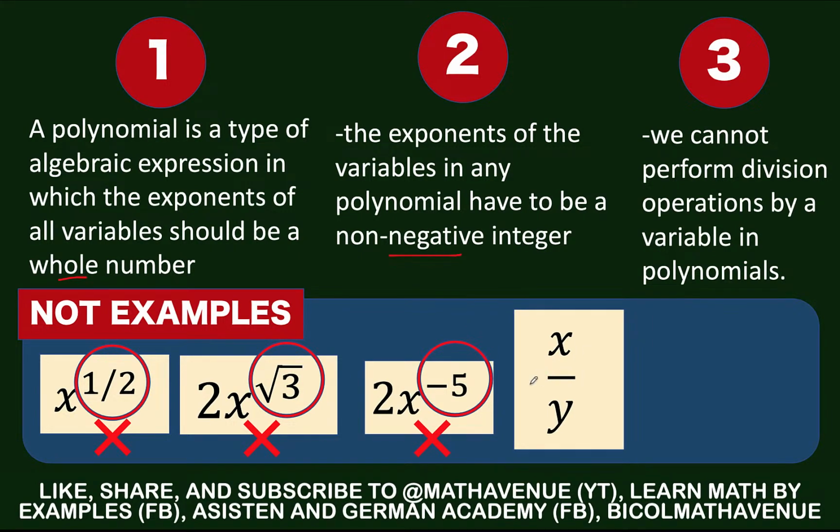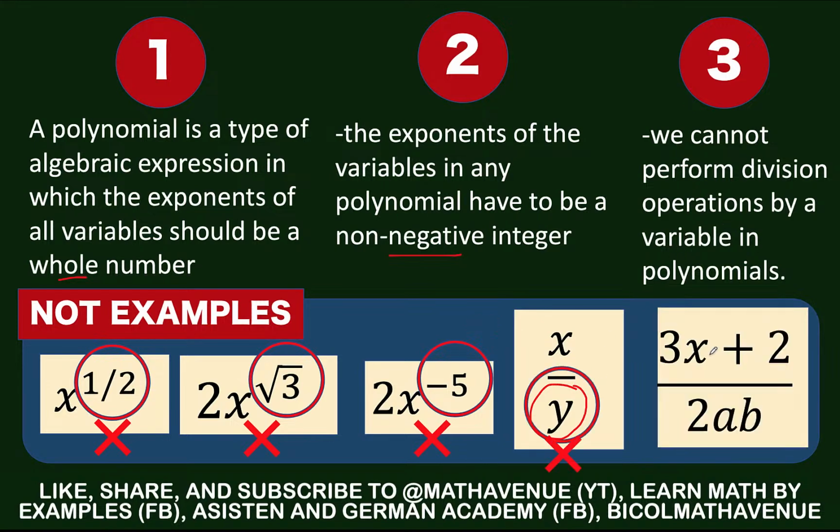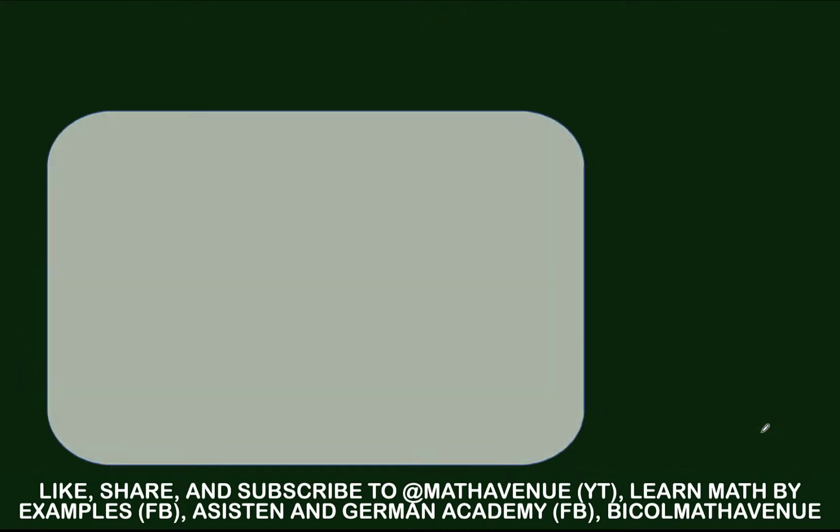Notice that you have here division, and there is a variable in the denominator. And therefore, this is not a polynomial. 3x plus 2 over 2ab. Notice that in the denominator, there are variables a, b, so therefore this is not considered as a polynomial. Now, let's have more examples of identifying polynomials.